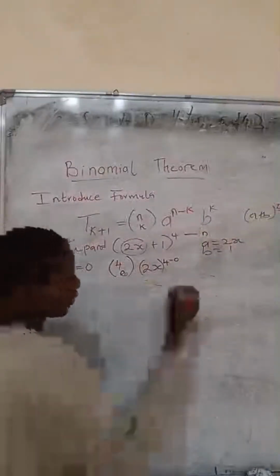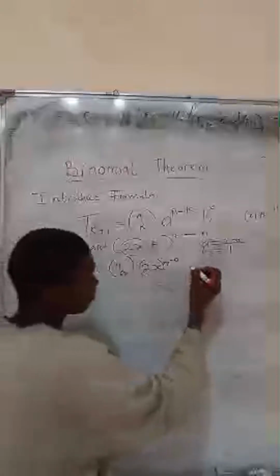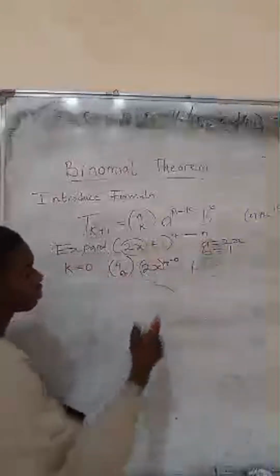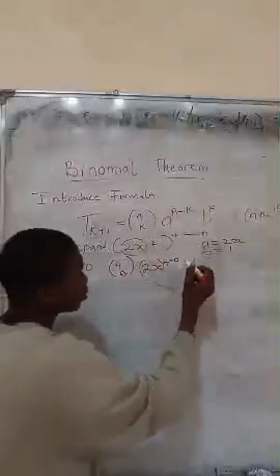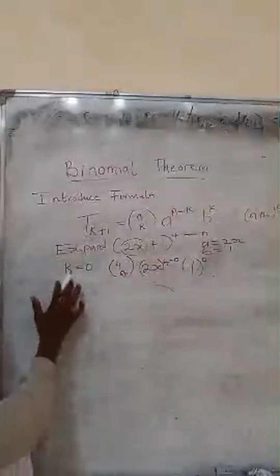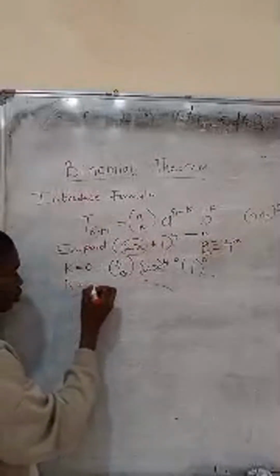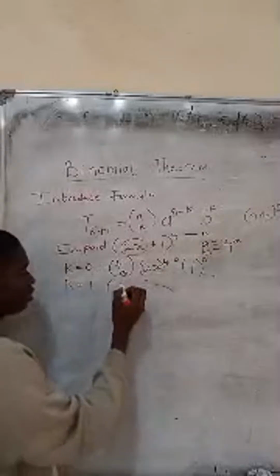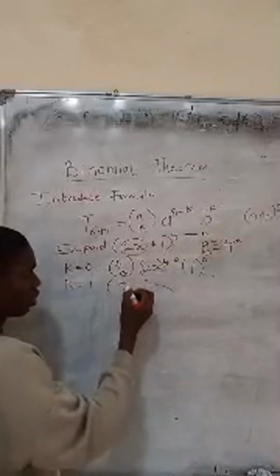You understand? Then we have our b is 1, all to the power of my k, and k is 0. So this part is for when k is 0. So you repeat the same thing when k is equal to 1. So we are going to be having 4 here, my k here, which is 1.